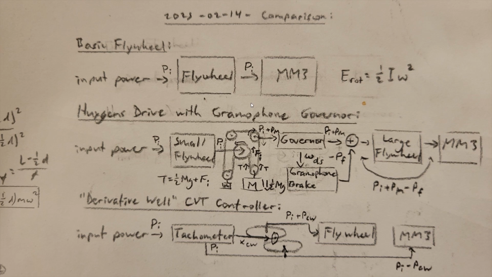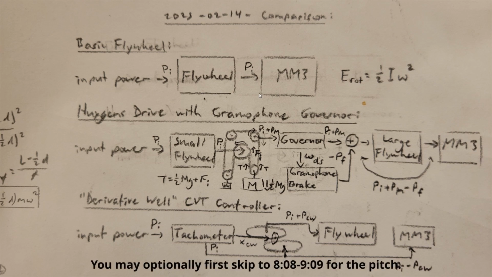The system is thus tight when for the same change in energy, there is a smaller corresponding change in the speed. This video will explain why it is much more difficult to achieve this definition of tightness using the current Huygens Drive with Gramophone Governor than with my proposed derivative Well CVT Controller. I will first go over how each of these three designs achieves this tightness, and will then provide graphical visualizations of each of their performances.